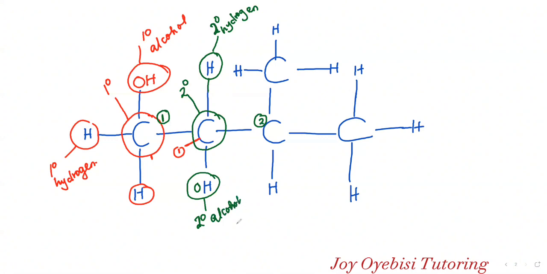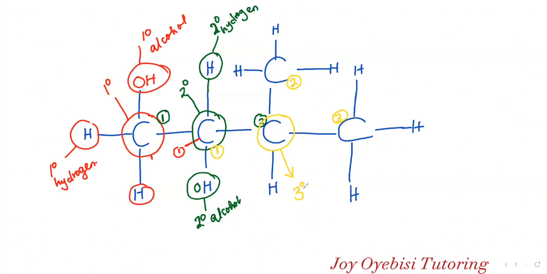Now, if we move to this other one, which I'm going to use another color to represent, it is attached to 1 carbon here, another carbon here, and the 3rd carbon on my right. Which means that this carbon is connected to 3 different carbons, and that makes this carbon a tertiary carbon.